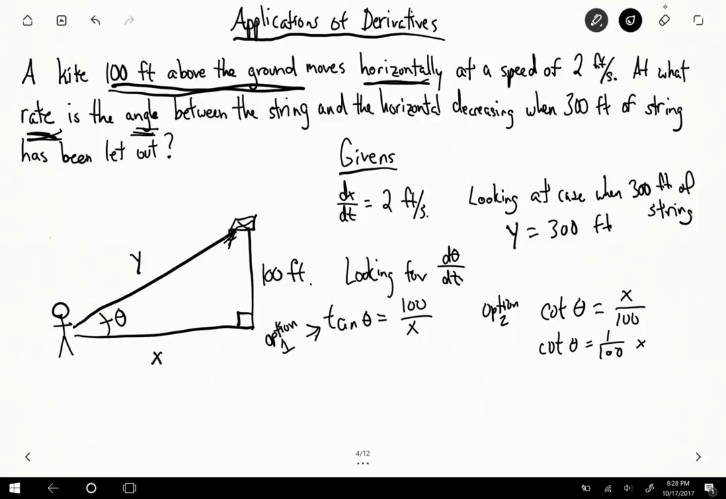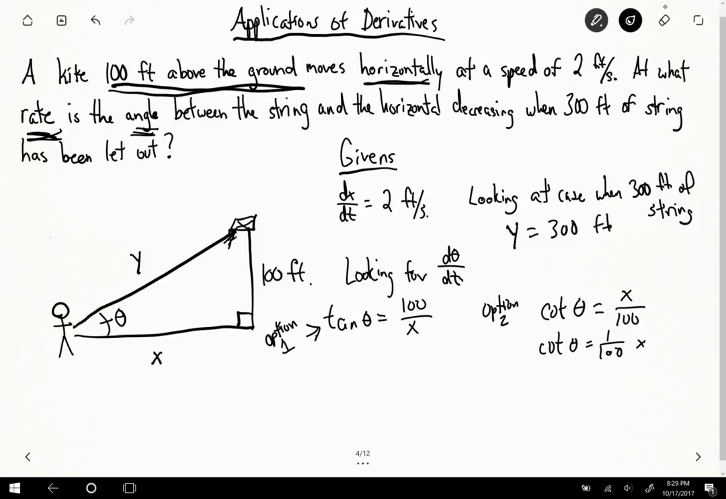Okay. Now, some of you may be saying, well, wait a second. Why didn't we do something like sine of theta equals 100 over y? Or a cosecant of theta, where we go y over 100? Well, the reason why, notice we don't have a dy dt anywhere. So that's going to make it a little bit harder for us to figure it out. Just more work along the way. So the cotangent of theta is probably our best option here. And so that's what we're going to work with.